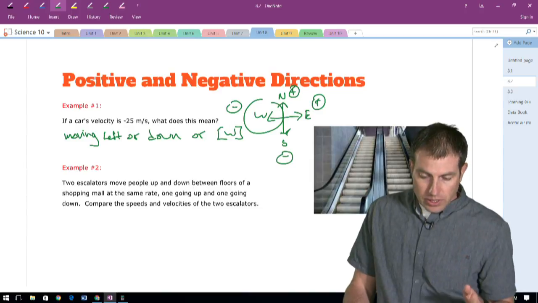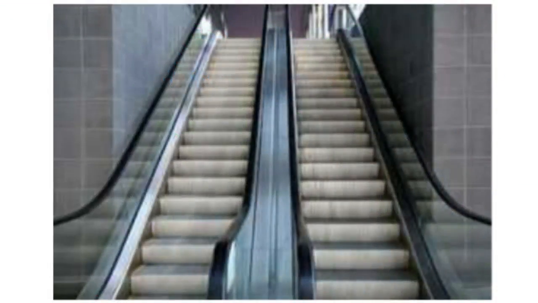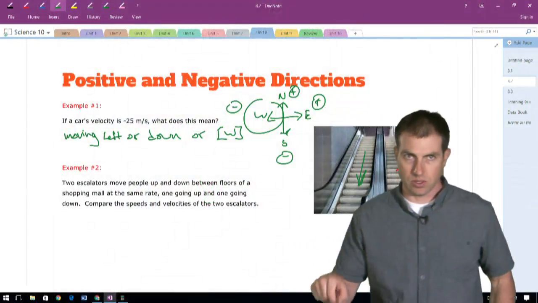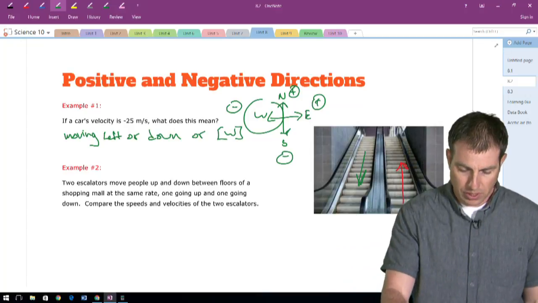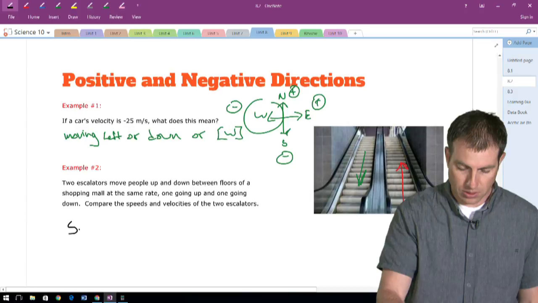All right, so 2 escalators. Here, let's pretend the one on the right is going up and this one on the left is going down. So we have 2 escalators, one's going up, one's going down. We'll say they're moving at the same rate as escalators typically do. How do we compare the speeds and velocities of these 2 things? What could we say about the speeds of the 2 escalators? And what could we say about the velocity?